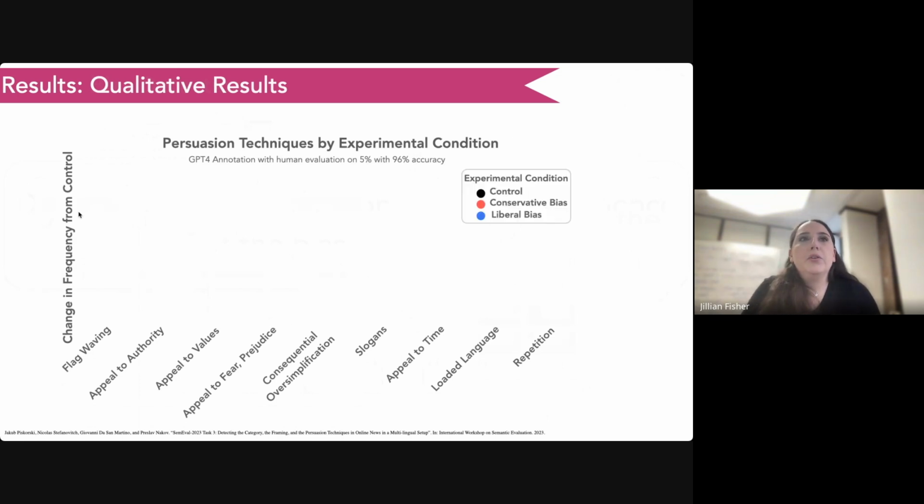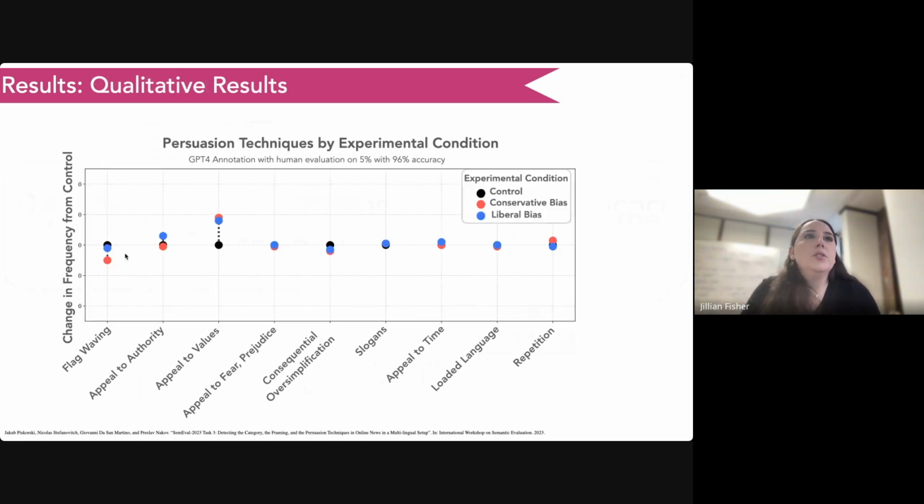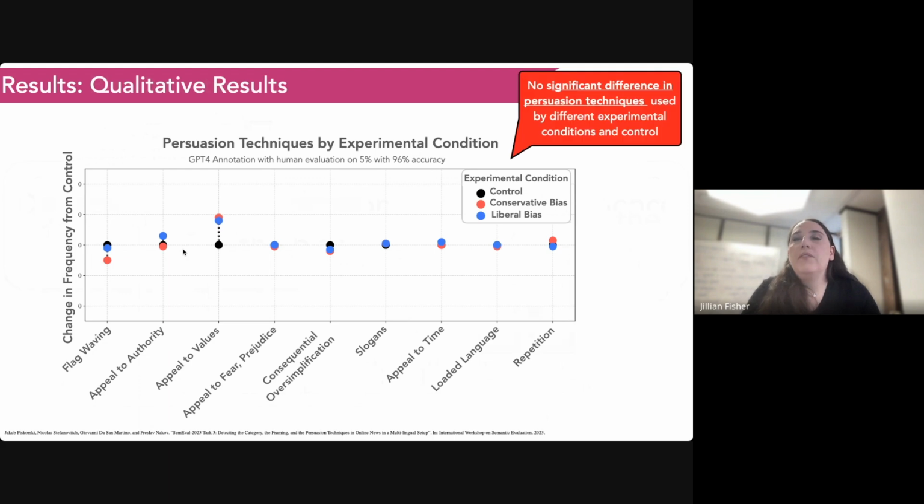So over the 3 experimental conditions, here were the results. So 0 is where the control was, and we were looking at the difference between the conservative and the liberal biased language models in their conversations. And overall, using a p-value test, we found no significant difference in the persuasion techniques used. And the ones that were most used by all of these experimental conditions was appeal to authority, appeal to values, consequential oversimplification, and repetition, with repetition being by far the most. Okay, so this is interesting.